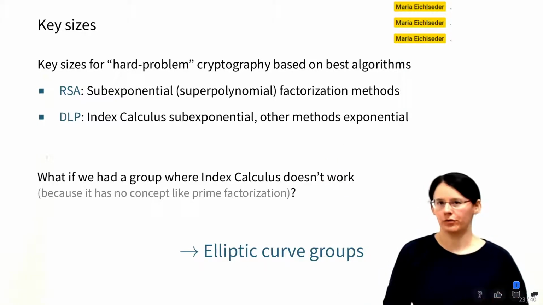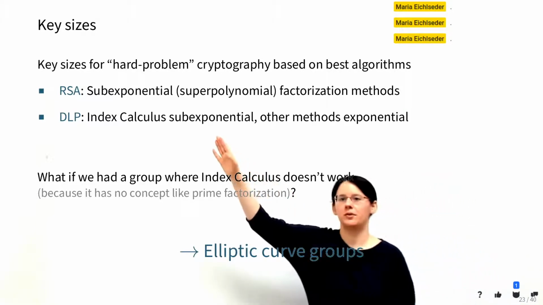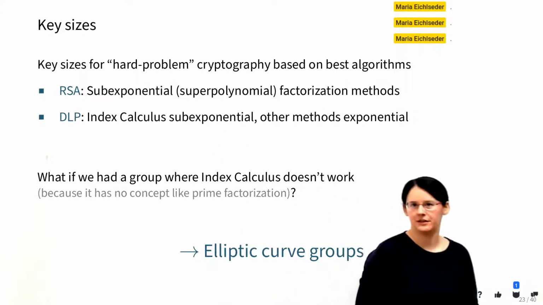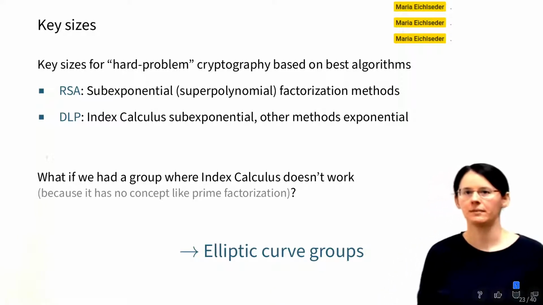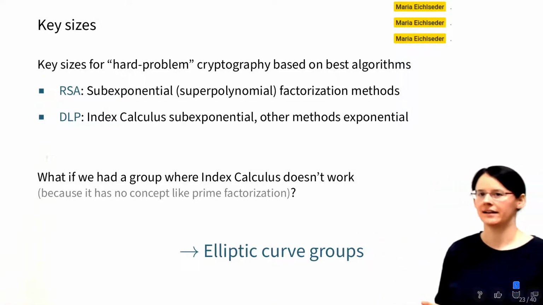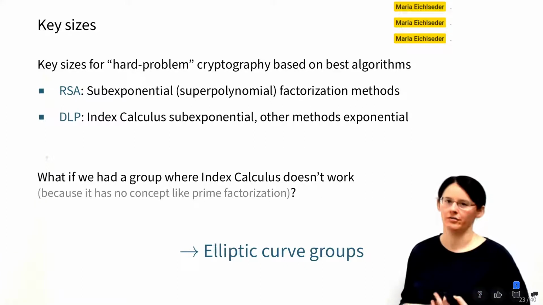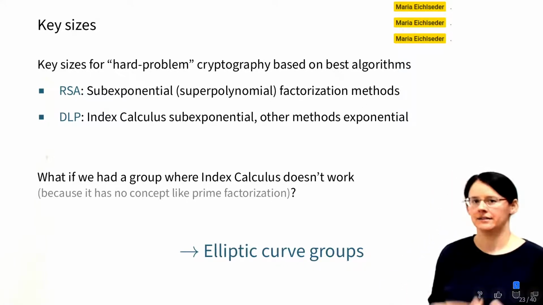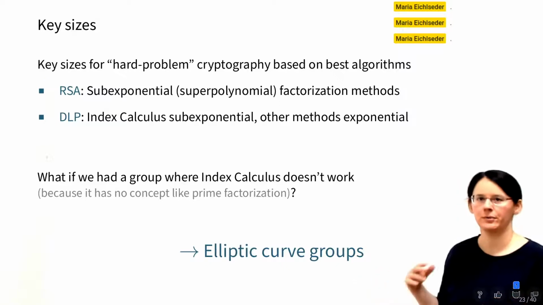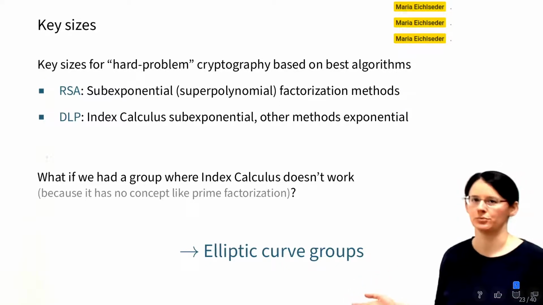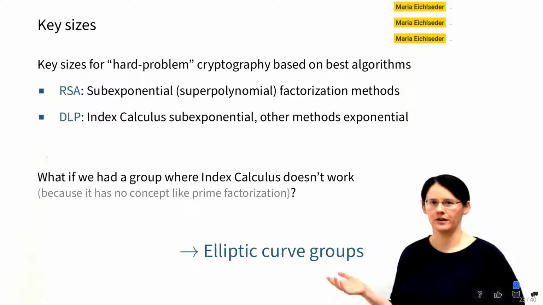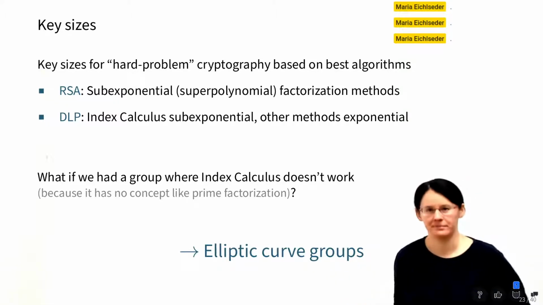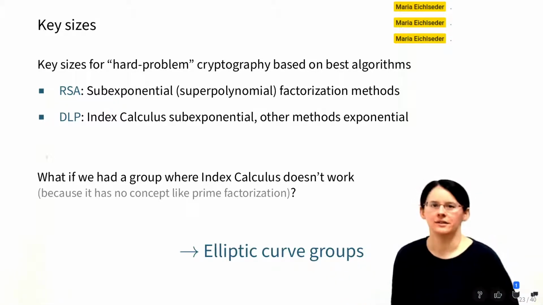So what we're looking for is a different kind of group where we are unable to apply this index calculus method, because it doesn't have anything like a prime factorization of elements, leading to a different representation of elements. And the candidate that we have for this, where we have no clue how the index calculus should work and can't imagine that it would work, are these elliptic curve groups. So how are those defined?